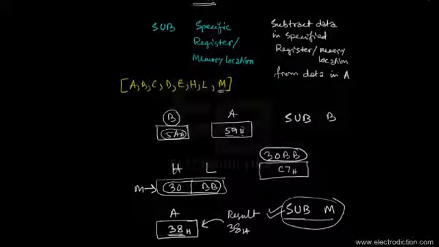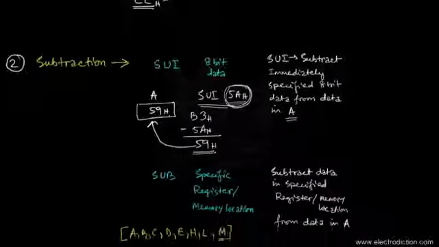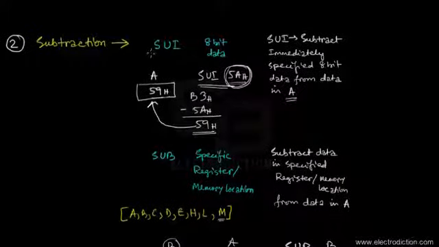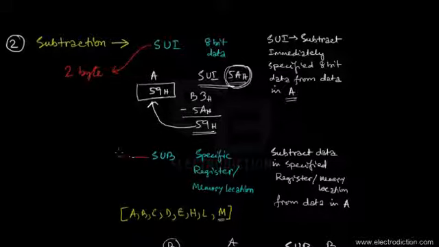It's worthwhile mentioning here that SUI is basically a 2-byte instruction, whereas SUB is a single byte instruction.